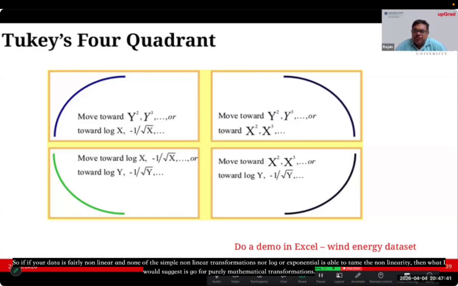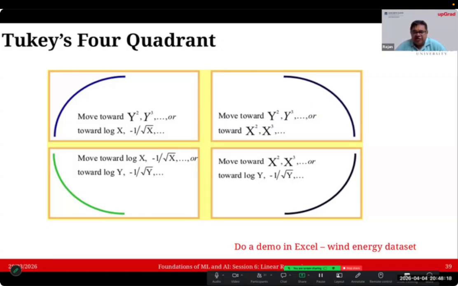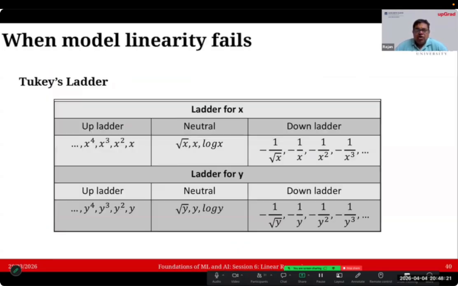If at some point it starts to increase, your data is fairly nonlinear, and none of these simple nonlinear transformations work. Stop that, go back one step and use that, if it is able to tame whatever parameter values. Then what I would suggest is to go for purely mathematical transformations and hunt for a good one. But another, probably easier, method is to see whether estimating the parameters is no different. Same thing as before, perhaps using the gradient descent instead of the sum of squared errors. We are just using the negative of that.